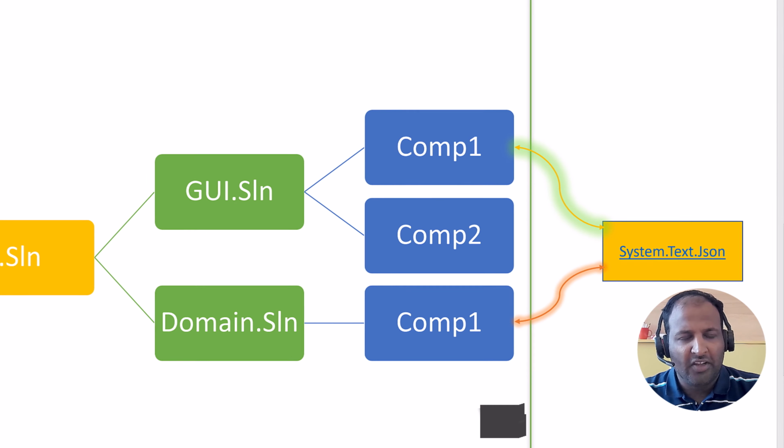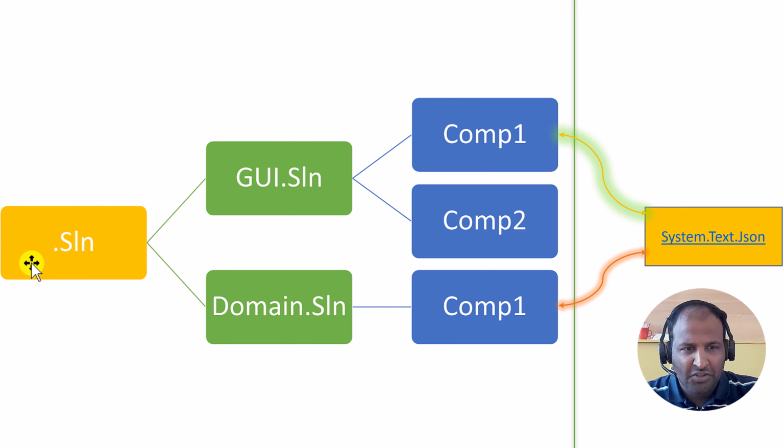If you go to the next use case, with the same solution it's fine. But our project contains multiple solutions. For example, GUI development: they open the project, they're not interested in the domain related projects, they are only interested in the GUI related ones. This package refers to System.Text.Json. The domain related solution also refers to different components with the same package version. If I open the GUI solution and update this one, these two components get updated.